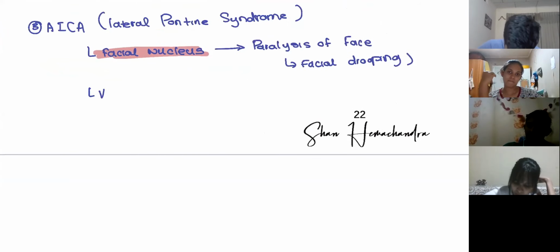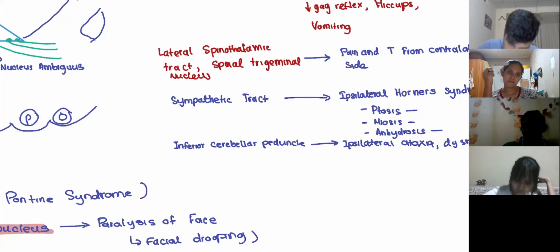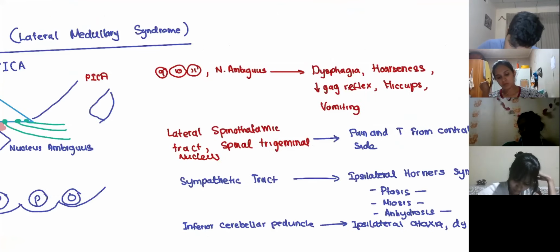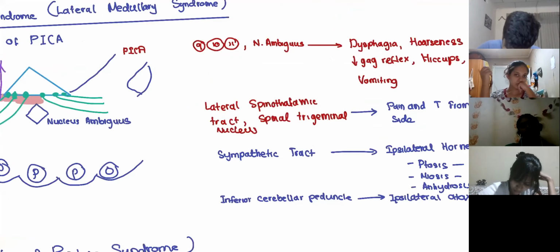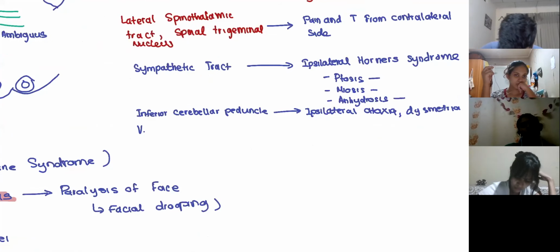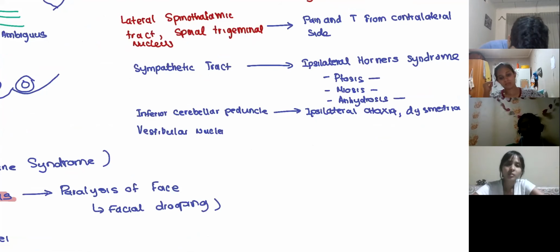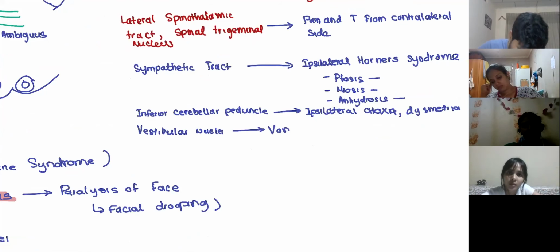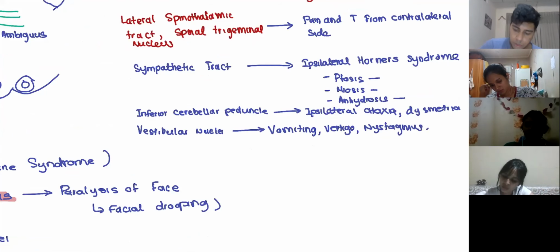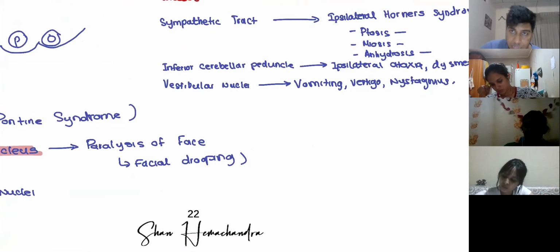Okay. Then, vestibular nuclei. Actually, over here also, even though I didn't mention it, I need to include that also. Vestibular nuclei, sorry. I just remembered. There is vomiting, vertigo, nystagmus. So read the name vestibular nuclei and tell me what is its function.